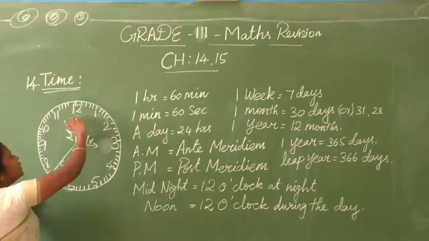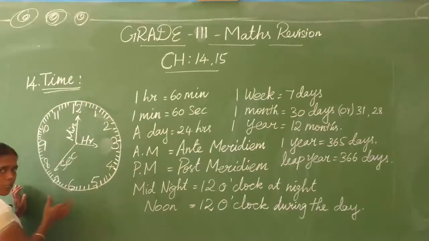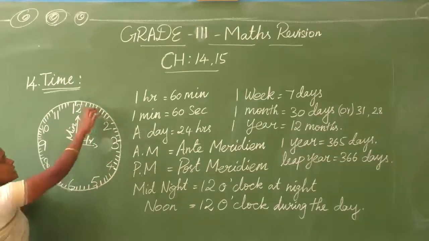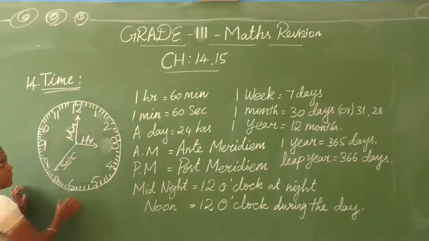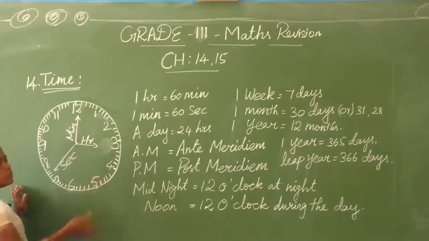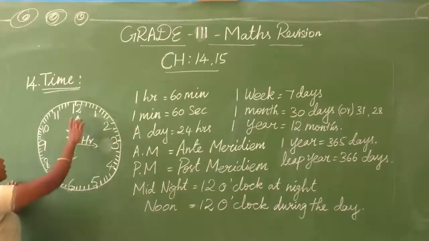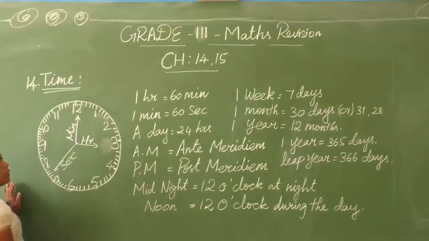Like that, for completing all the numbers marked on the clock, it takes 60 minutes. See, between every two numbers there are 5 lines. Totally there are 12 numbers here. So 12 fives are 60. So for completing one round, the minute hand takes 60 minutes.